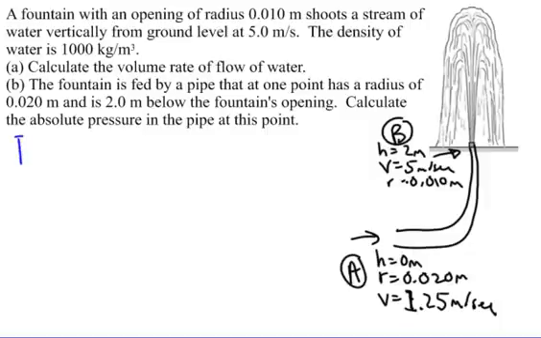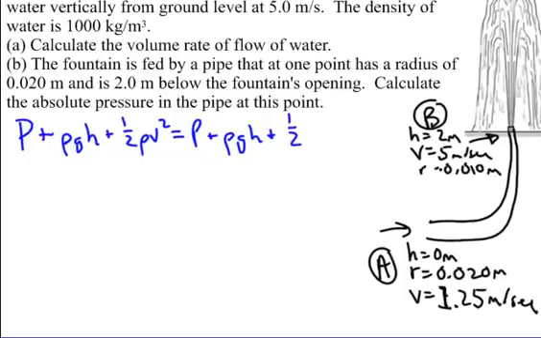Now, Bernoulli's principle is pressure plus rho gh plus 1/2 rho v squared equals pressure plus rho gh plus 1/2 rho v squared. And so here we go. This is going to be side A over here. This is going to be side B over here. Now because I labeled everything, I know where everything goes. I'm trying to find the pressure at A. That's what I'm trying to find. So I'm just going to put P.